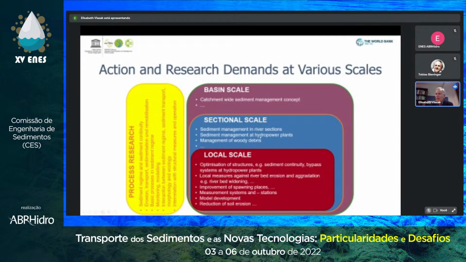In this sectional scale, we have management measures in sections, and as you will see in a few minutes, sediment management at the hydropower plant itself. We must not forget, it's not the topic of this talk, woody debris. So we get a lot of trees in there which block the outlet, for example, or which block screens. So we cannot forget the trees as well in this equation. On the local scale, of course, we can do also something. We can optimize the structure, bypass systems, as you will see. We can do something against erosion when it comes to free-flowing sections. We can do something for the environment when it comes to spawning places. We need to do model development, of course, and also we can reduce soil erosion.